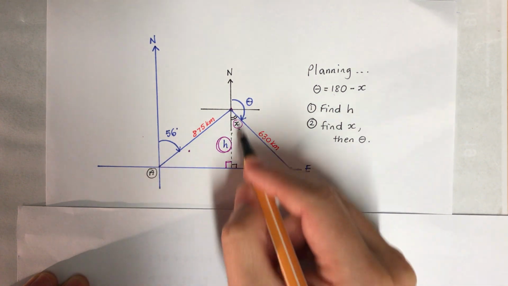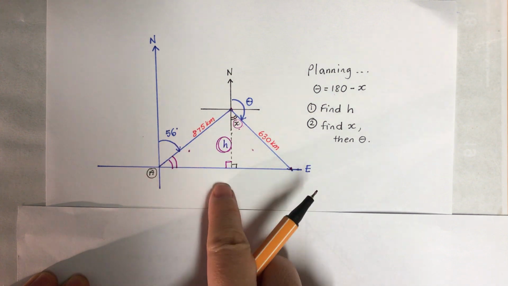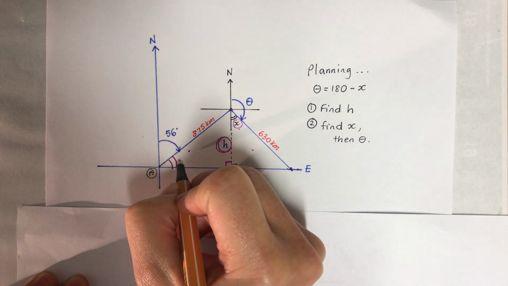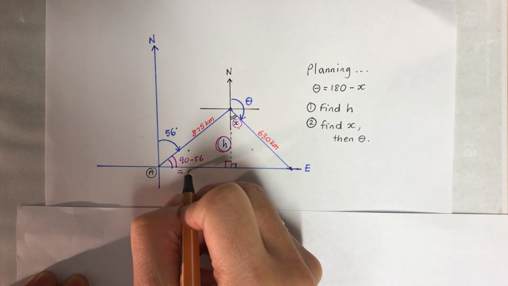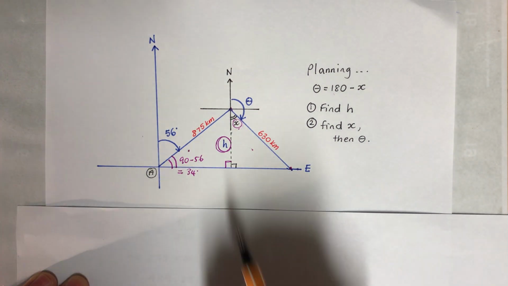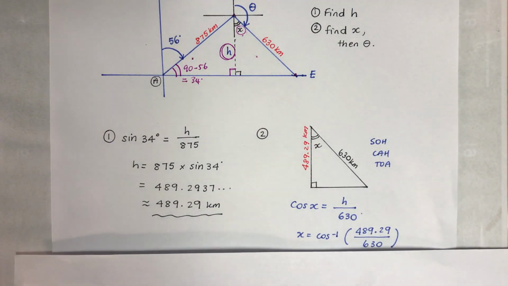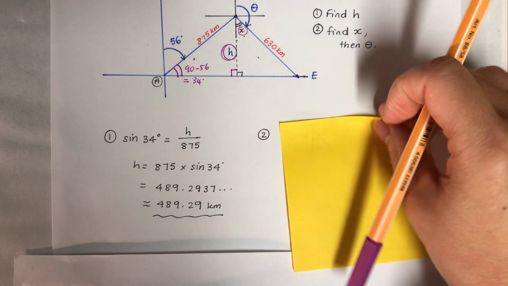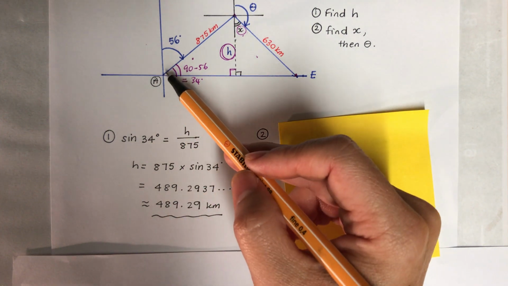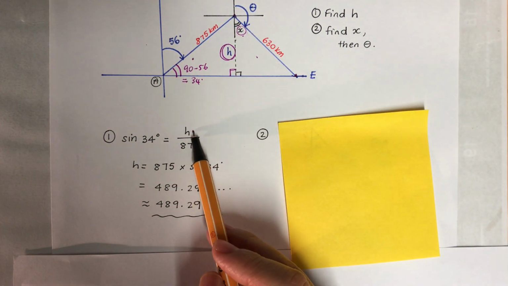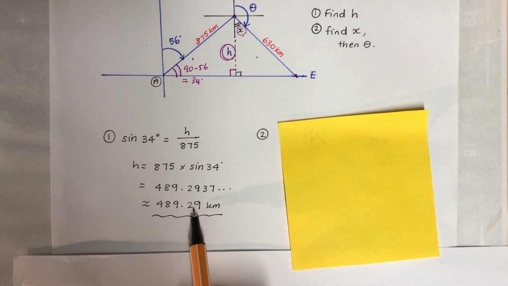I'm going to use this triangle. Not bad, because if I can find this angle, I can use SOHCAHTOA. So that will be 90 take away 56, which is 34 degrees. So I'm looking at this triangle right now. First thing, I want to find h. I'm going to cover this. So sine 34 equals h over 875, so h will be 489.29.